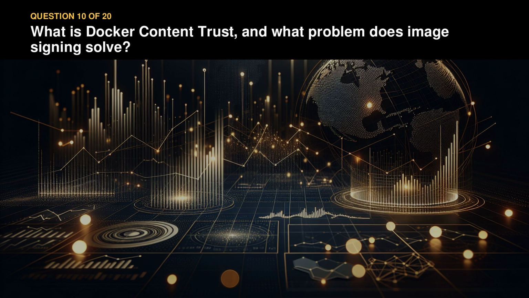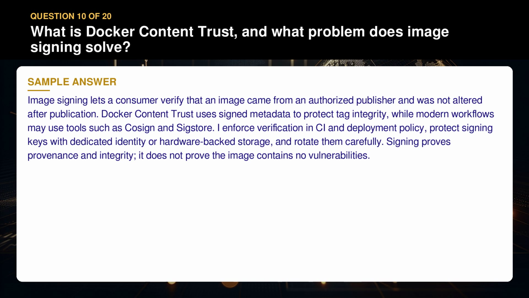Question 10. What is Docker Content Trust, and what problem does image signing solve? Image signing lets a consumer verify that an image came from an authorized publisher and was not altered after publication. Docker Content Trust uses signed metadata to protect tag integrity, while modern workflows may use tools such as cosign and Sigstore.